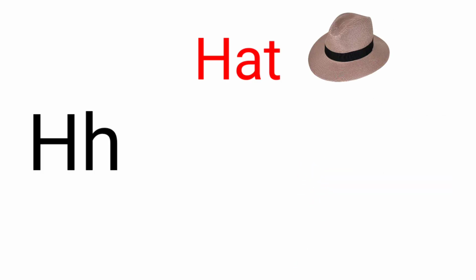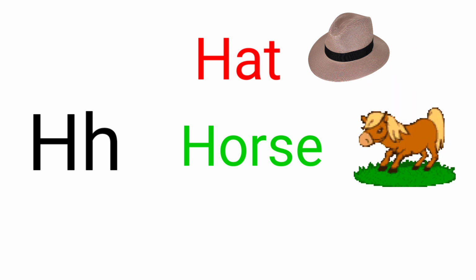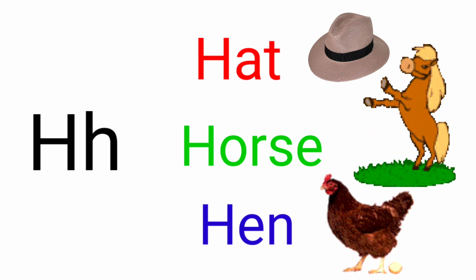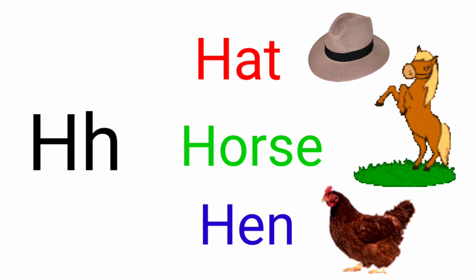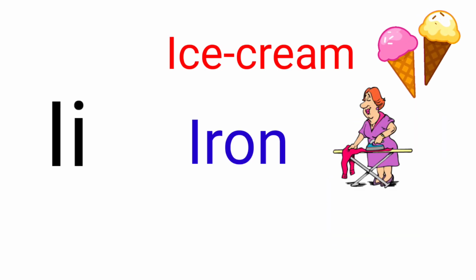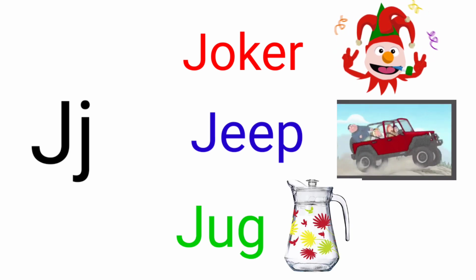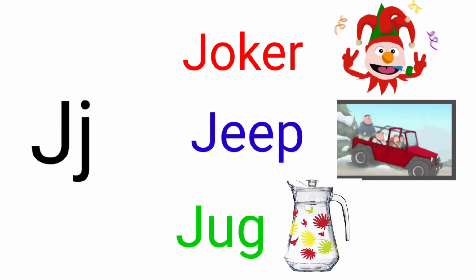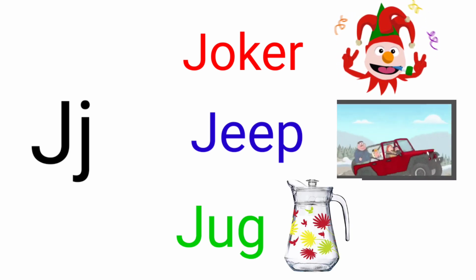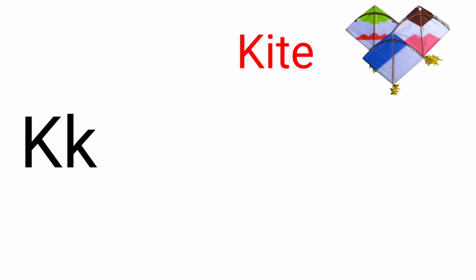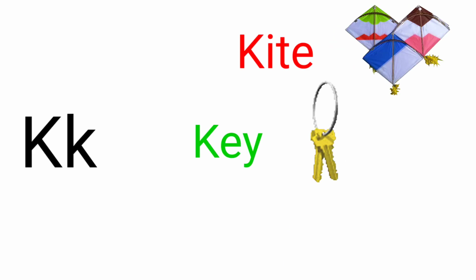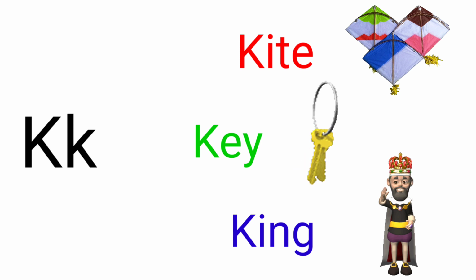H for hat, horse, hen. I for ice cream, iron, ink. J for joker, jeep, jug. K for kite, key, king.